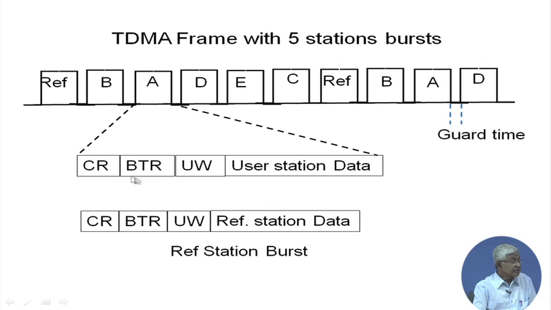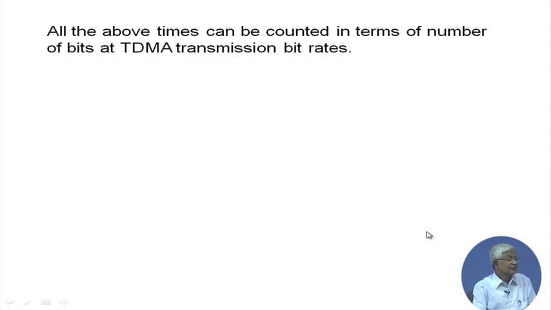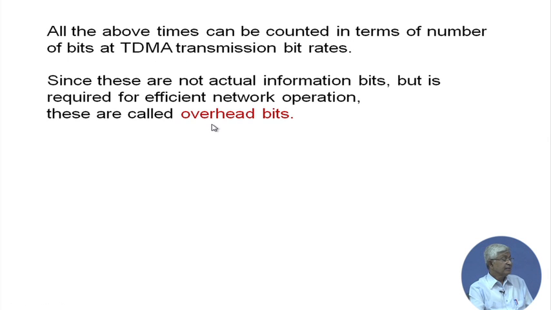Now these extra things, that is the guard times, and the overhead including the unique word and the reference burst, are not useful bits. They are not the useful bits which are being exchanged. So these are the losses. Let us look at it. The above times can be counted in terms of the number of bits in the TDMA transmission bit rate. Since these are not actual information bits, but are required for efficient operation of the network, these are called overhead bits.